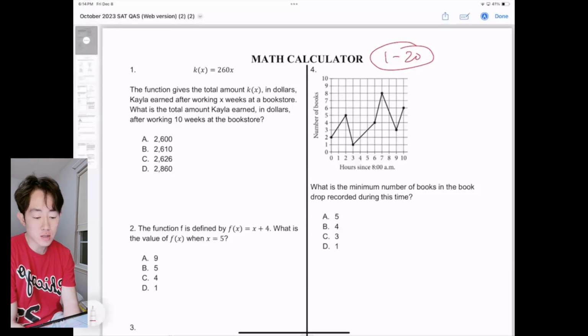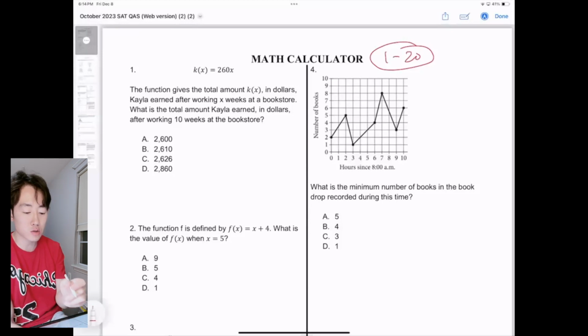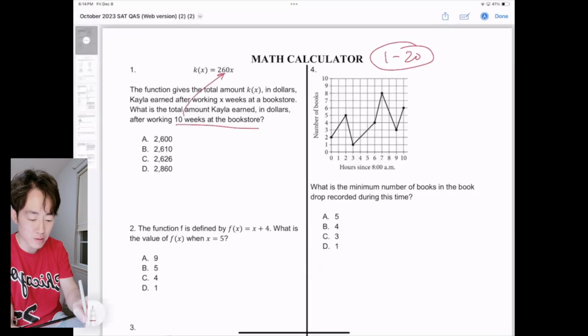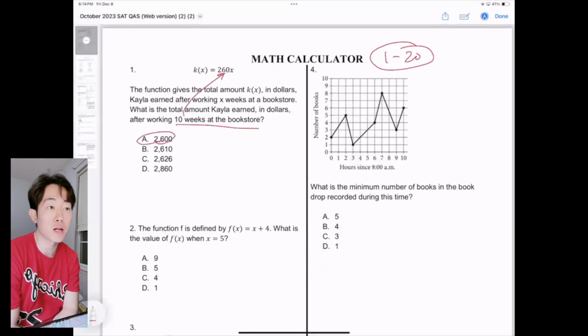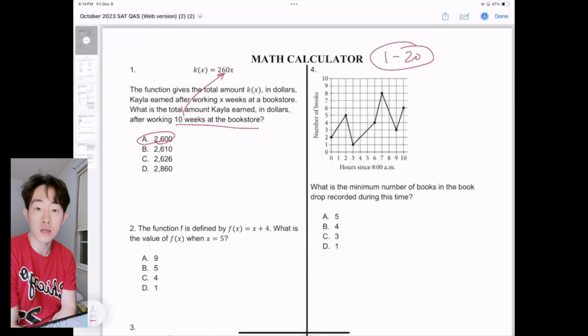Number one, the function gives the total amount k(x) in dollars Kayla earned. 10 weeks at the store, how much does she make? Okay, I mean, must I say more? Plug in x is 10. And that's a really easy multiplication if you ask me. 260 times 10, I think anyone can do that.